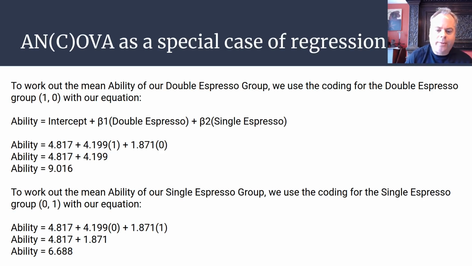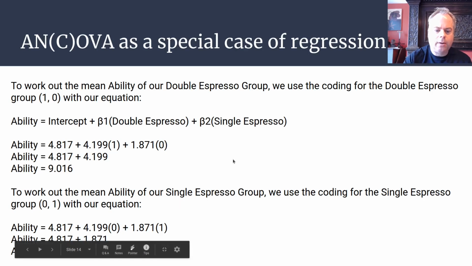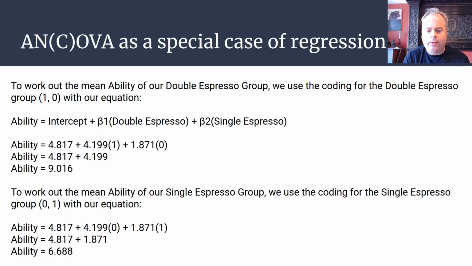We can do exactly the same for our single espresso group using the coding for that, which is 0, 1. So we simply put in the contrast coding of 0, 1 for our single espresso group, and that allows us then to calculate the mean for our single espresso group, which is 6.688. So we have our intercept of 4.817 corresponding to the mean of our water group, and we worked out that the mean of our double espresso group is 9.016 and the mean of our single espresso group is 6.688.